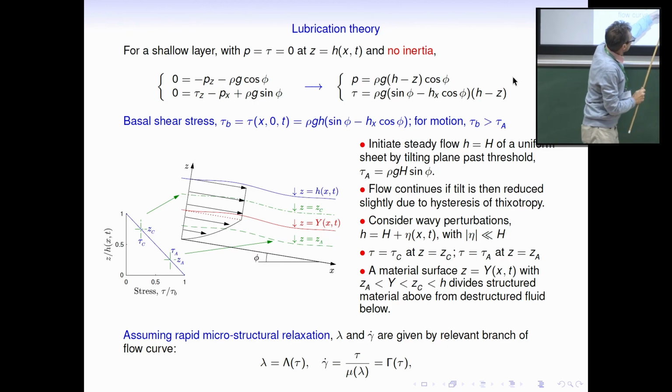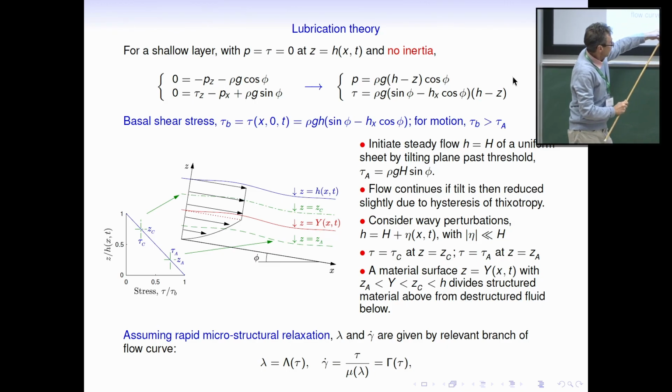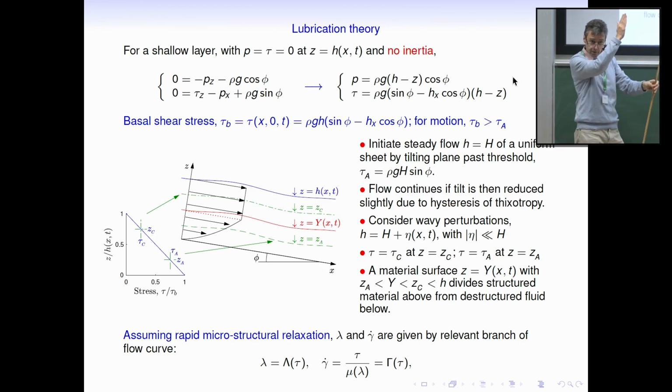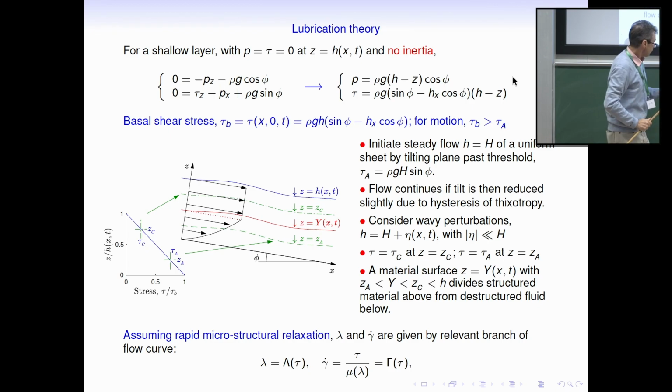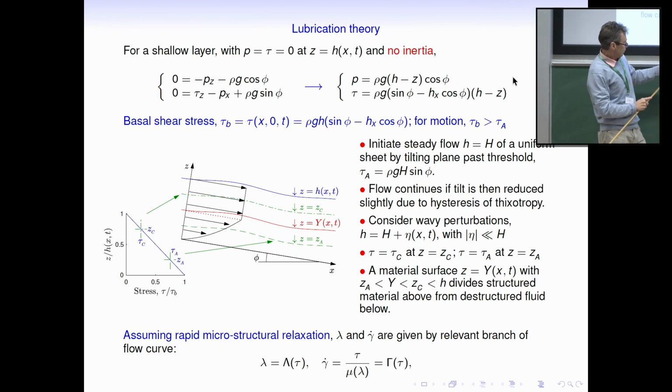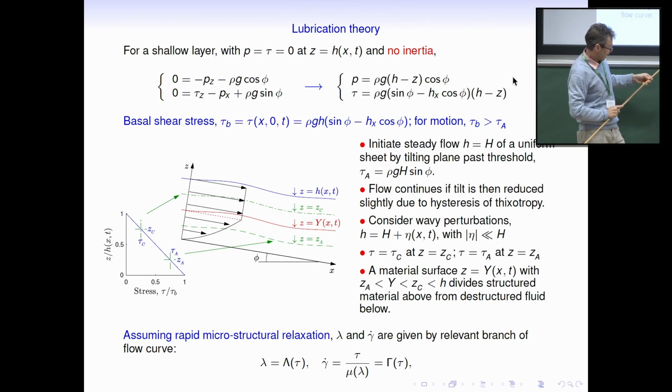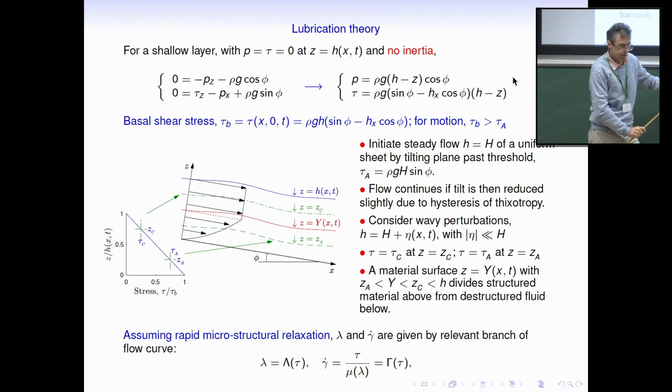Over here, I'm on one branch of the flow curve. Down there, I'm on the other branch of the flow curve, right? There's a branch, zero strain rate, and the branch on the right. So the branch on the right, because I've got rapid relaxation of the microstructure, I can say that lambda is a function of tau, gamma dot is a function of tau. Okay?